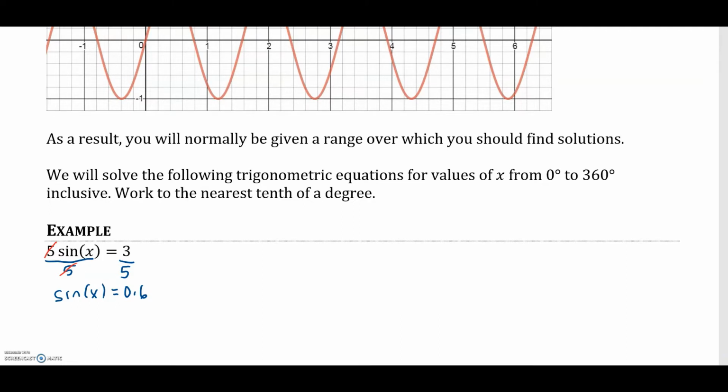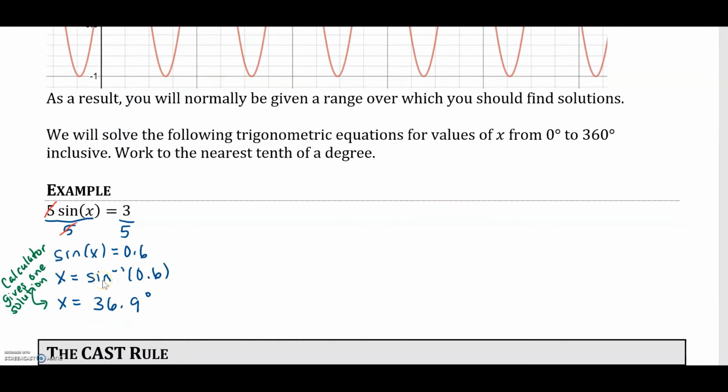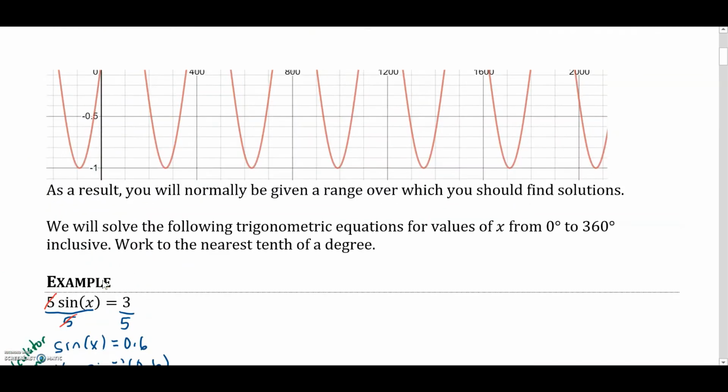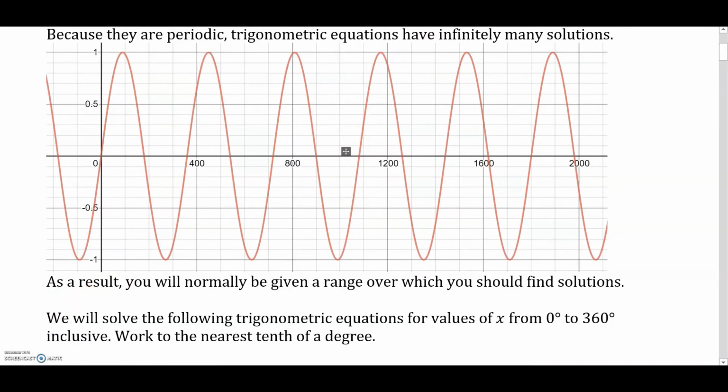Now to solve for x, we take the sine inverse of both sides of the equation, and we find that x is equal to sine inverse of 0.6. Your calculator will only give you one solution in this case. We end up getting 36.9 degrees. Now we can take a look at how that looks graphically by looking at our sine x curve.